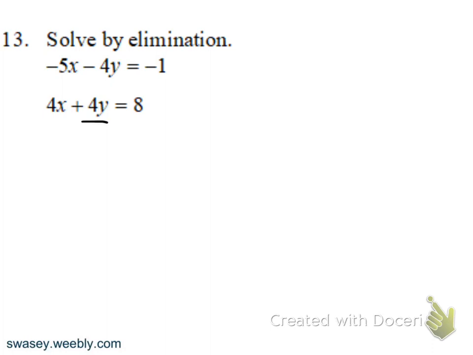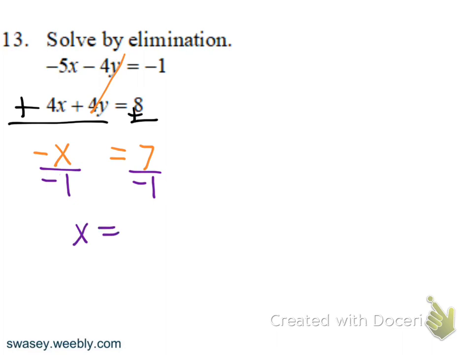Elimination, you already have opposite coefficients on the y, so you're ready to add them together. Get negative x, y's are eliminated, equal to 7. Divide both sides by negative 1. And so x is negative 7.